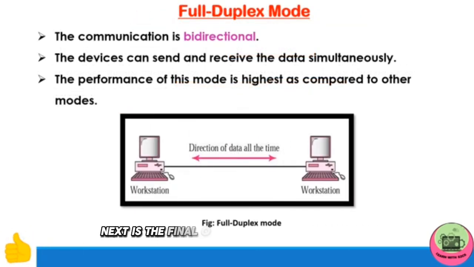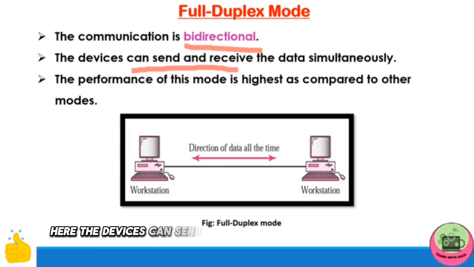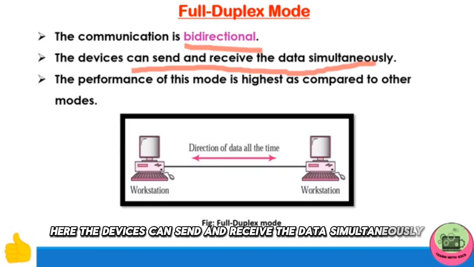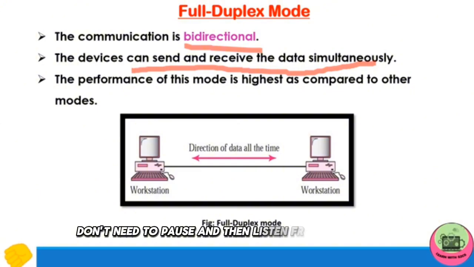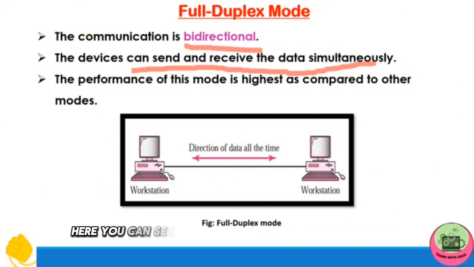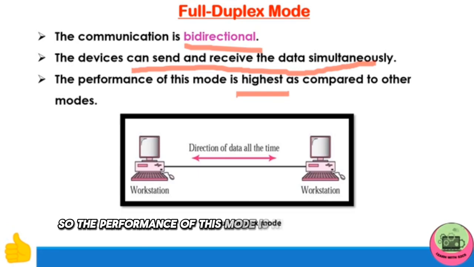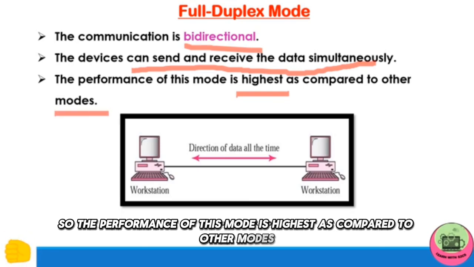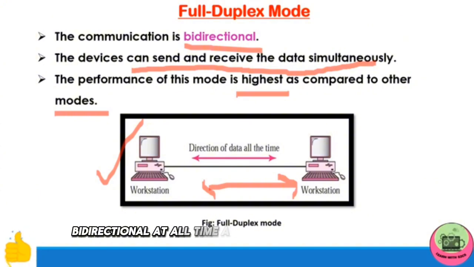Next is the final one, that is full duplex mode. Here the communication is bidirectional. Here the devices can send and receive the data simultaneously. You don't need to pause and then listen from the receiver. You can send and receive the data simultaneously. So the performance of this mode is highest as compared to other modes. See the figure. Yes, bidirectional at all times.